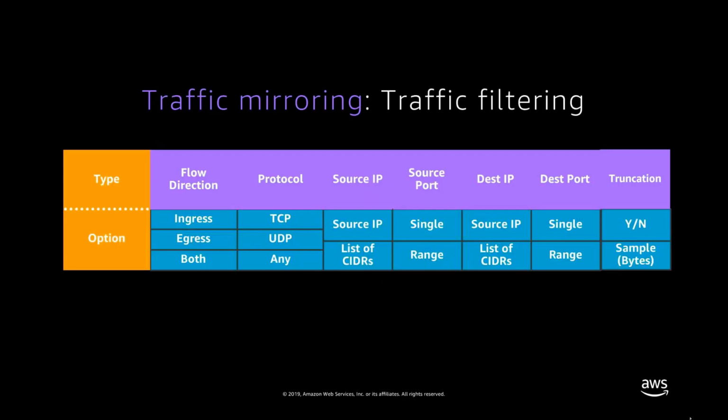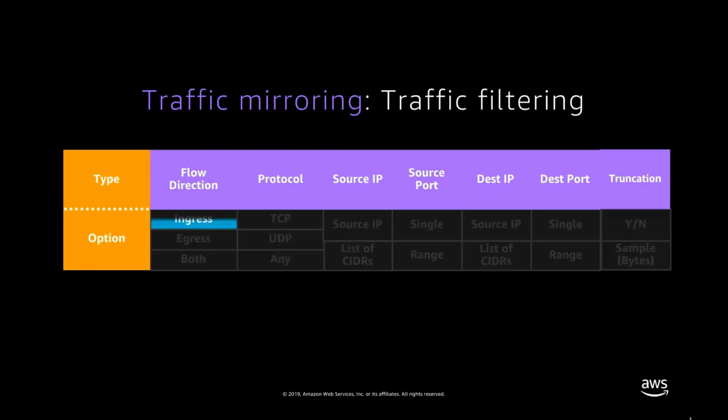Now, traffic mirroring filter. The filter that you create with traffic mirroring is very similar to a network ACL with a couple more options. Those options are flow direction and truncation. So let's do an exercise. Let's create a traffic mirroring filter for filtering only HTTP traffic on port 80. So let's say that I want to mirror all the traffic which is coming into my ENI. And so I select the flow direction as ingress.